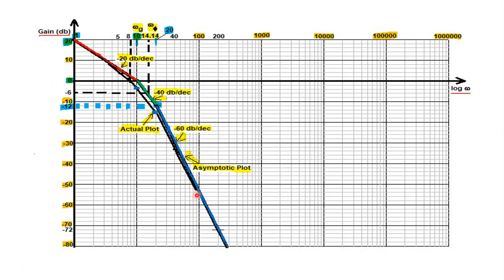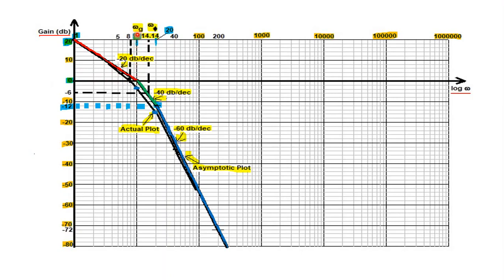Now where the asymptotic plot cuts the logarithmic axis, that is the 0 dB line, that is the gain crossover frequency, because gain crossover frequency is the frequency at which the gain is 1. Gain 1 means in Bode plot, 20 logarithm we are doing, therefore logarithmic scale 20 logarithm of 1 is 0 dB, therefore 0 dB line at the frequency is 10.